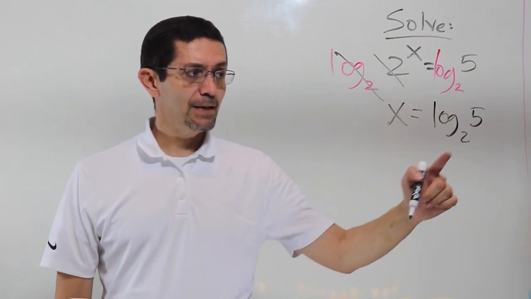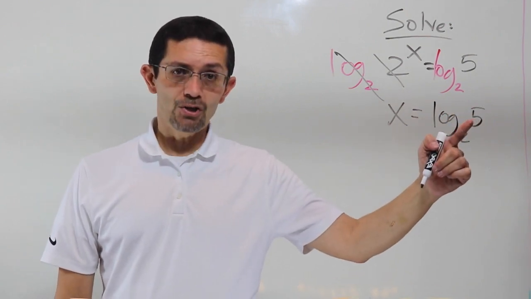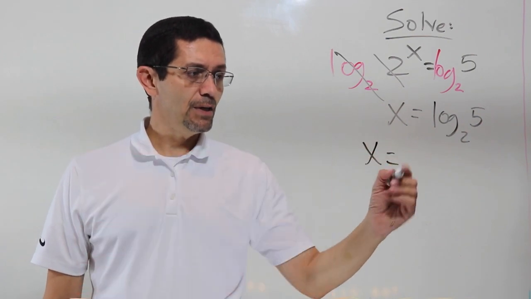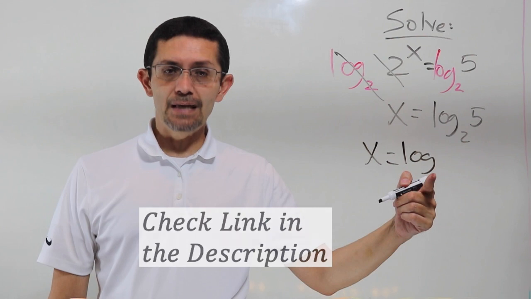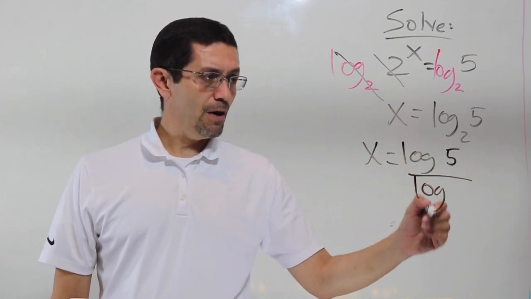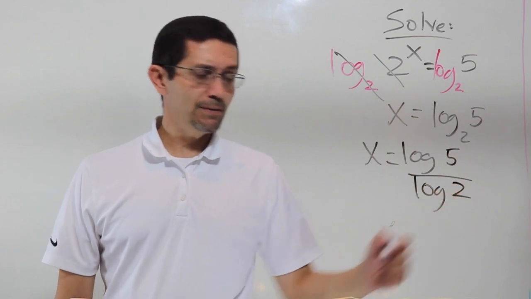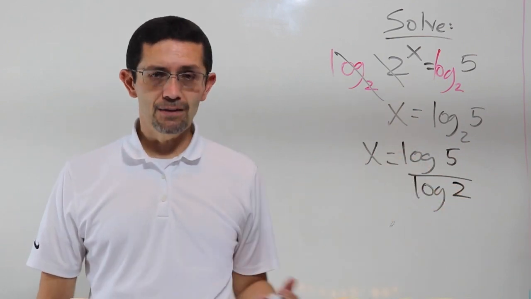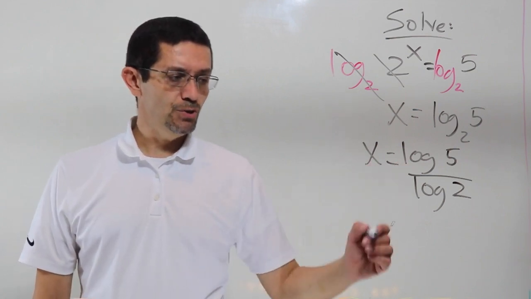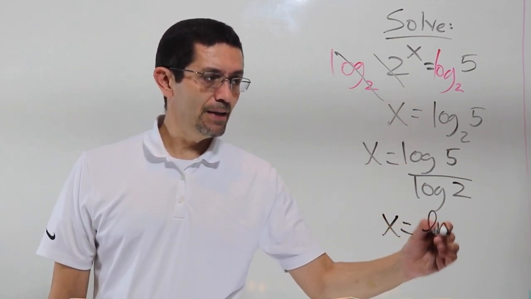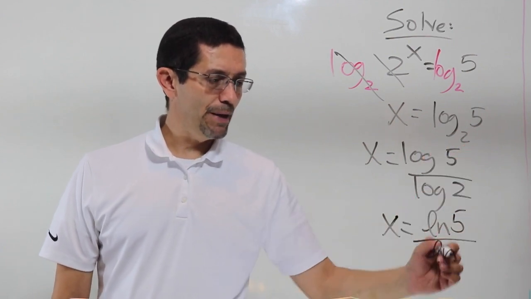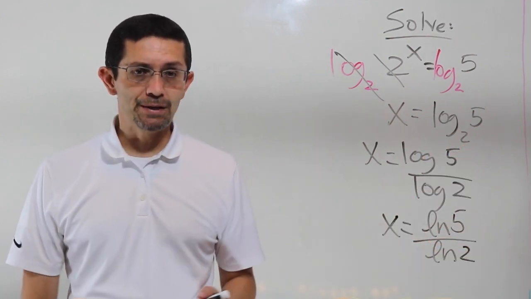Once I have this, because they have different base and argument, then I have to use change of base. So my final answer would be log on base 10 of the top, which is 5, over log on base 10 of my denominator. And then you plug this into the calculator, you get an answer. Round to 3, 4 decimal places. You can also use ln of the argument over ln of my base. And that's how you do change of base.